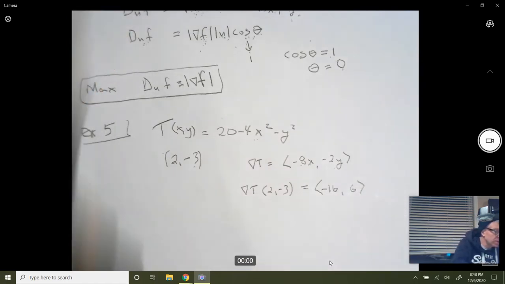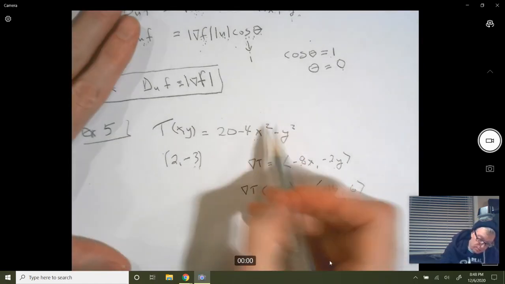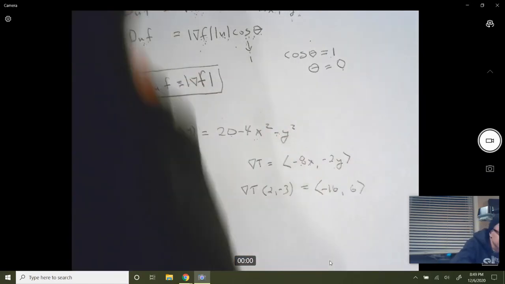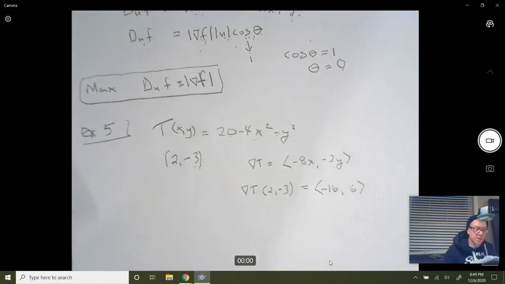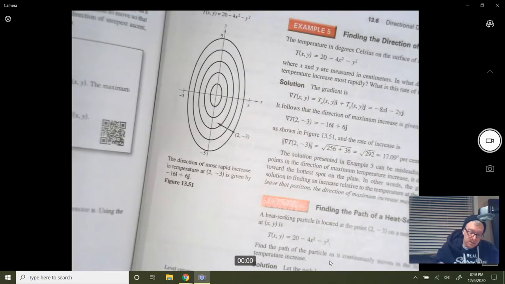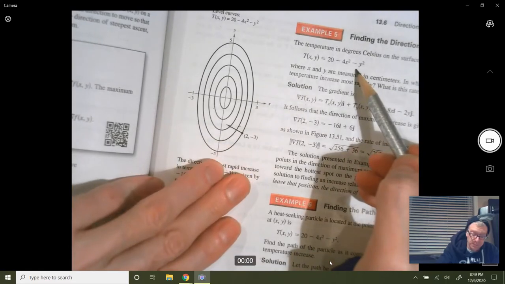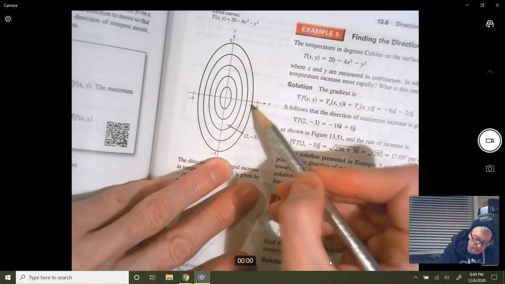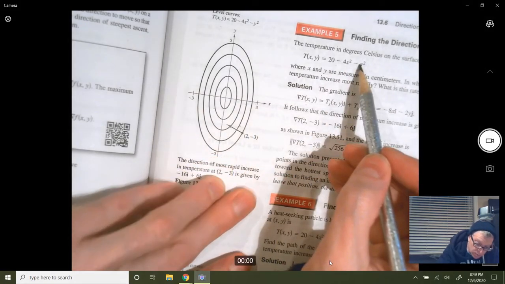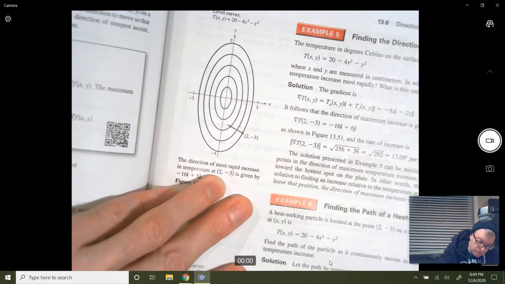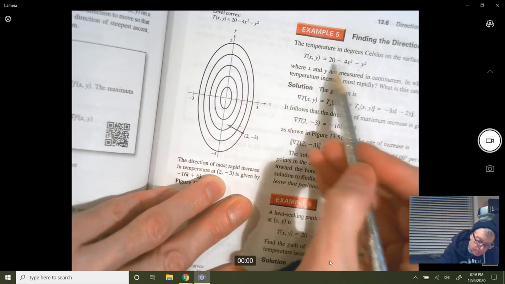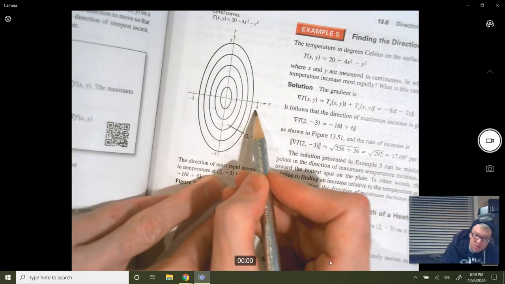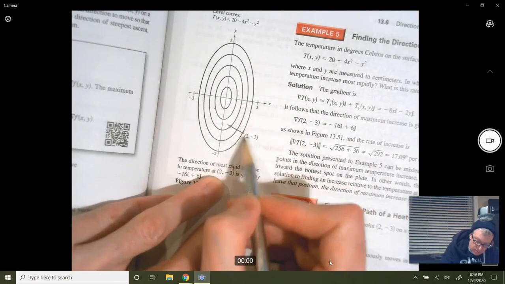We have a really good picture in the book. If we set this equal to a few different constants, on page 925, these are level curves for this function right here. Setting it equal to different constants, we get these ellipses. So at the point (2, -3), that's a 3 right there, this point right here.